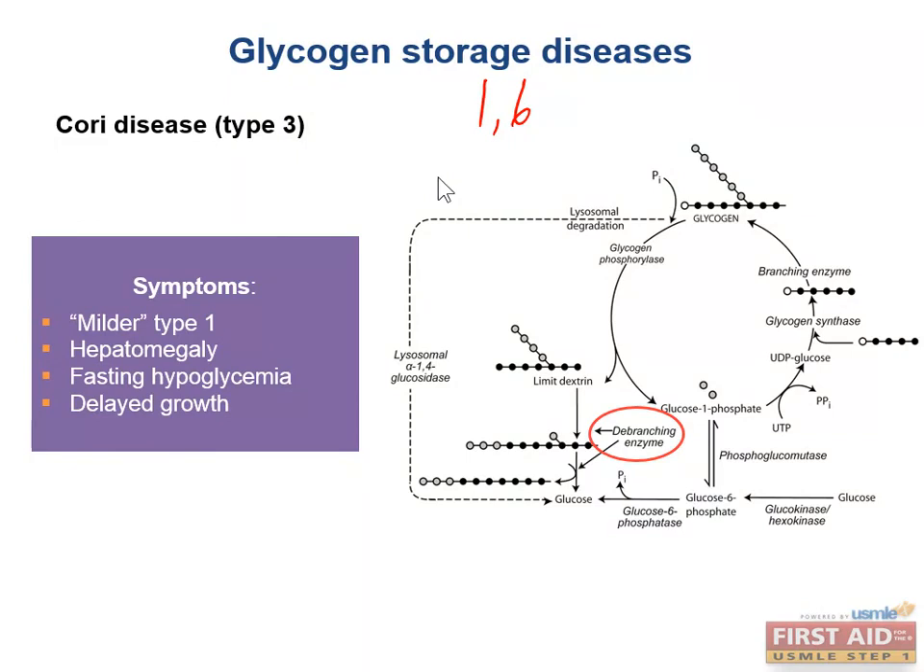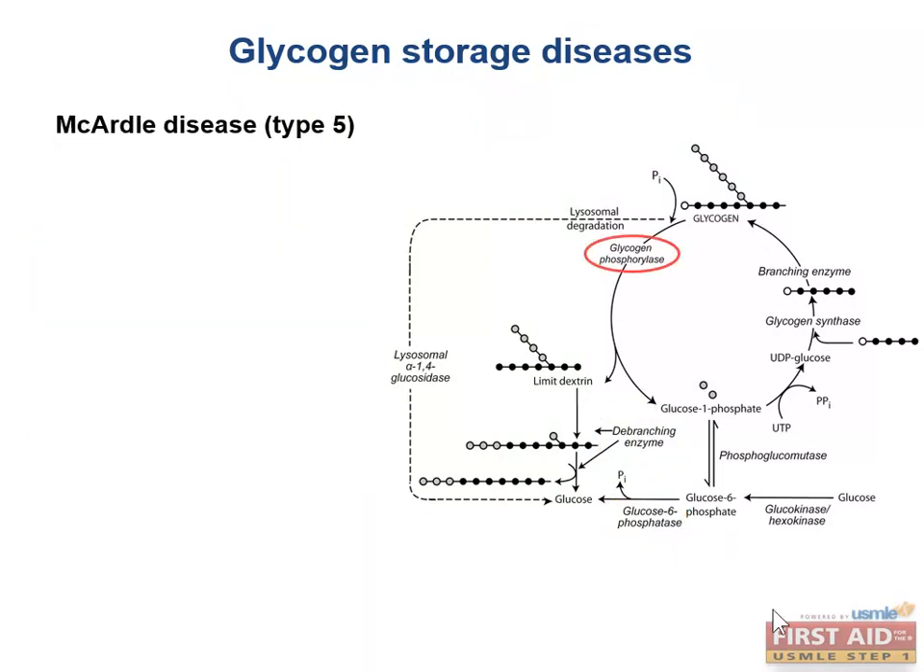The hypoglycemia is milder in Cori's disease than it is in von Gierke's disease, and symptoms in general are going to be more benign. This is because Cori disease does not affect gluconeogenesis, which is impaired in von Gierke's disease, because remember that glucose was going to be trapped within the liver in the form of glucose 6-phosphate in von Gierke's disease. That was this enzyme. Here we just have debranching enzyme not working as well.